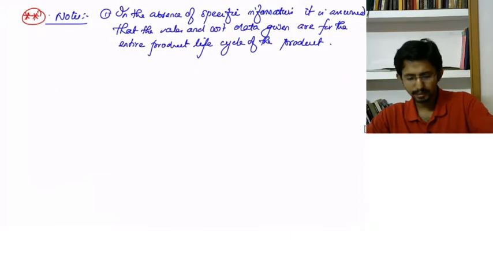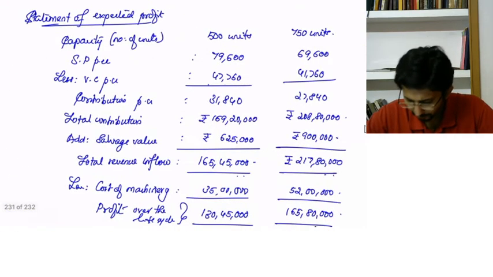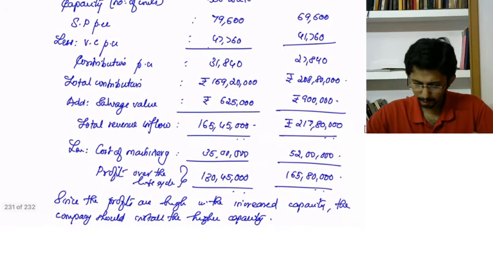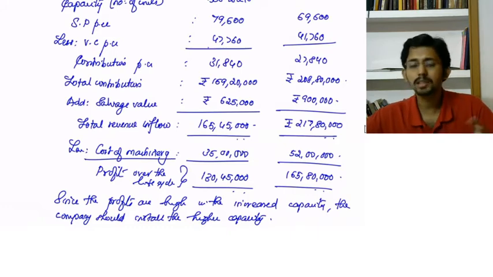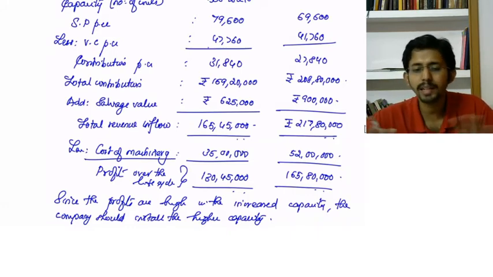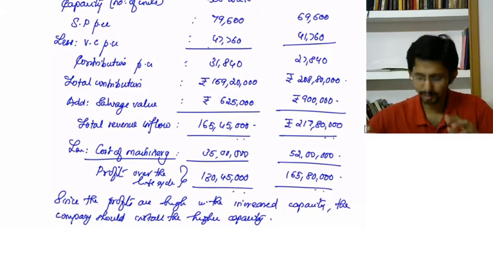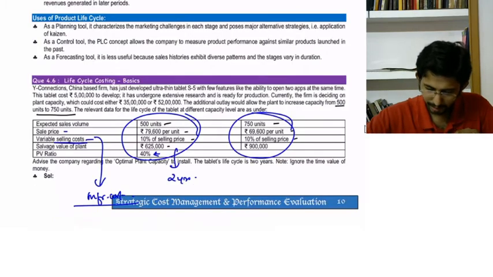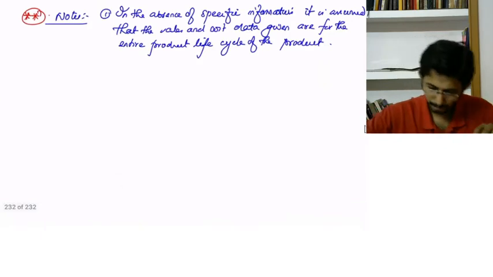Then second thing is, if you see the working what we have done, I took the contribution, I found out the total contribution, and what I reduced from that is the cost of machinery. There is no fixed cost. Did you find any fixed cost? No. Nowhere have they mentioned anything about the fixed cost. So on that also you can write an assumption.